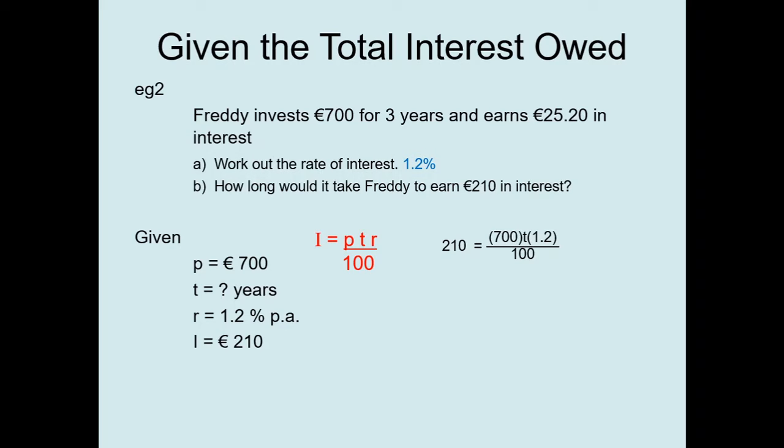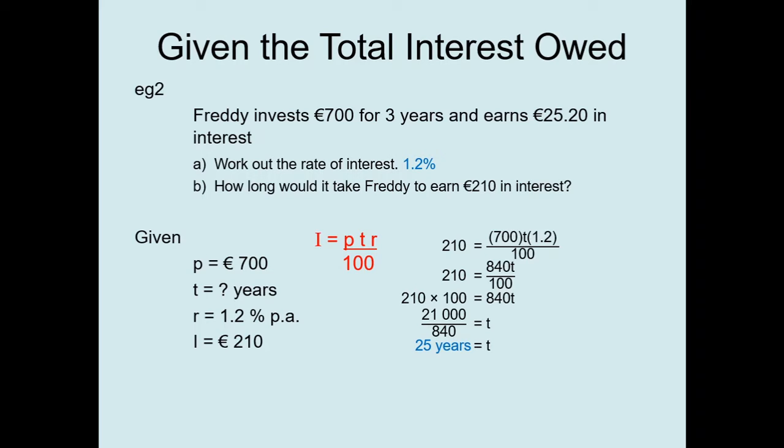Let's simplify that a bit. So 700 times 1.2 is 840. So 210 is 840T over 100. I want to get T on its own. It's being multiplied by 840 and divided by 100. So I'll move the 100 to the other side first. Opposite of divide, I'll multiply. And then I want the T on its own. It's being multiplied by 840. Opposite of multiply, we divide. So T must be equal to 25 years.